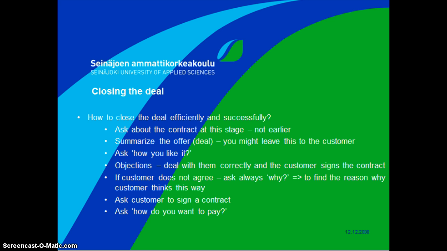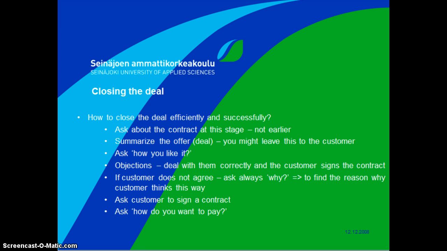Objections. The customer might hesitate about certain types of issues, or might be wondering about certain issues in your offer, and in that situation they might make objections. Deal with them correctly and the customer signs the contract. So try to find in the sales discussion answers for those questions and deal with them correctly, and that might be a good way to seal the deal.